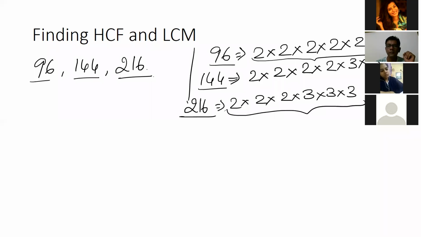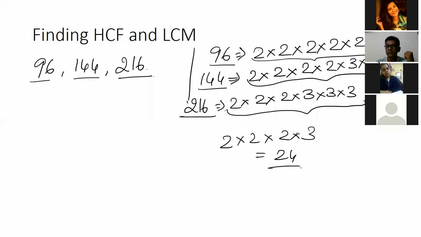Highest common factor means that the value should be common among all three of them. So what are the values which are common between all three of them? The 2 is common. The second 2 is also common. The third 2 is also common. But the fourth 2 is not common in the third one. So 2 is out. How many 3's are common? Only one 3 is common. So that's your highest common factor, because these are the only values which are common. Got it?